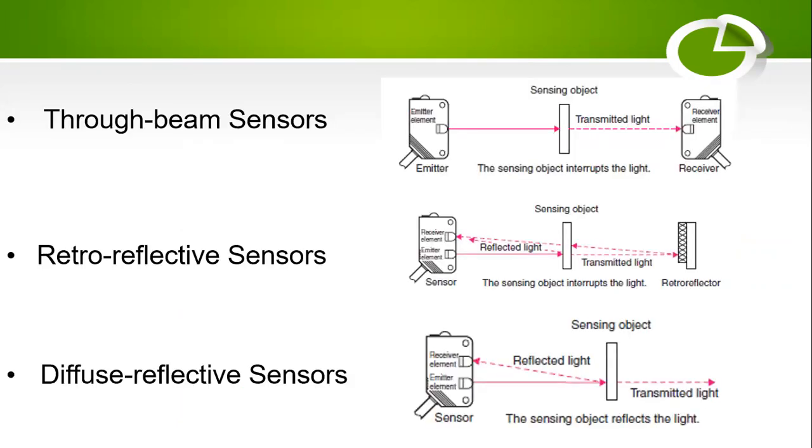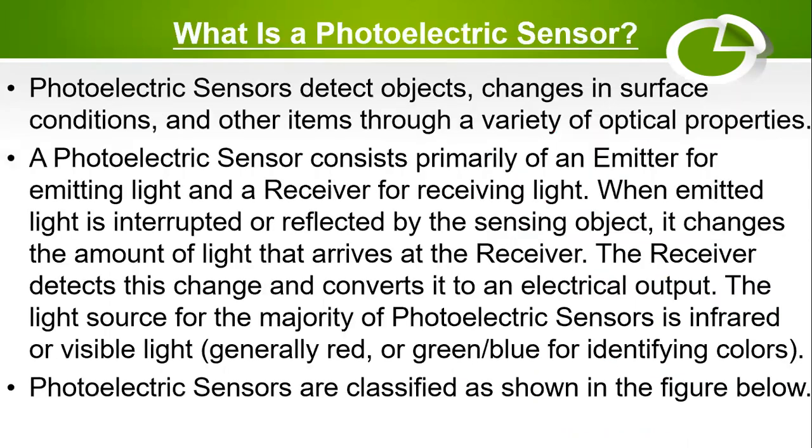Here are the three types. First one is the through beam sensor, second one is the retroreflective sensor, and third one is the diffuse reflective sensor. Here we can see the diagrams of the respective ones. Here we can know what a photoelectric sensor is. A photoelectric sensor detects objects, changes in surface conditions and other items through a variety of optical properties.